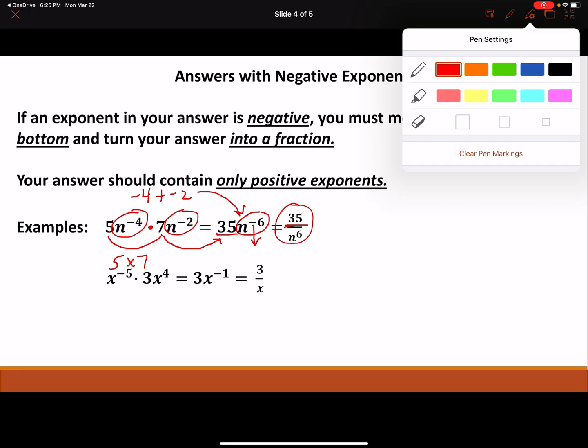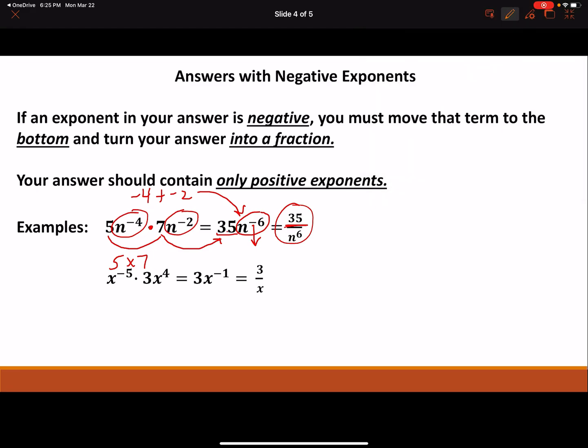Here's another example. So we have x to the -5th times 3x to the 4th. Now there's not a coefficient out here in front, but I could think about it like a 1 if I needed to. And 1 times 3 is simply 3. Then I'm going to take those exponents with my base of x, and I'm going to add -5 plus 4. And that's going to give me a -1. Can't have a -1 in my final answer, so that needs to move to the bottom of the fraction and become a positive.